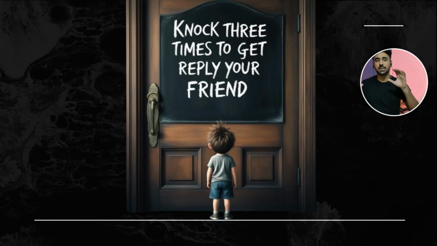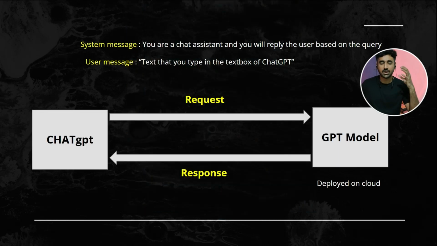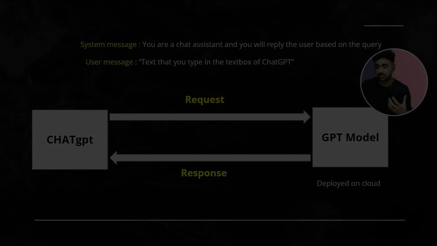So now you can imagine how ChatGPT would have been made. ChatGPT is a client, meaning you are a client typing something on ChatGPT. GPT models are your friend behind the door, and the API is between that. You have to send a request in a certain format in order to get a reply from the GPT model in a certain format, right? So this is what exactly an API is.